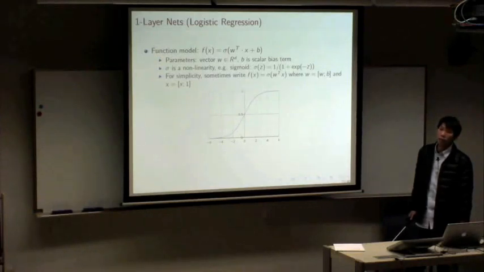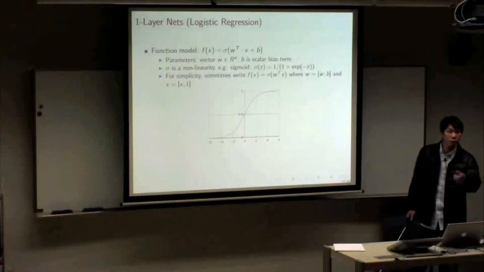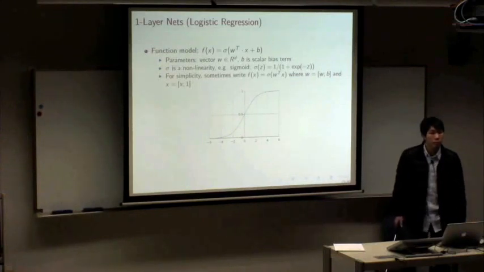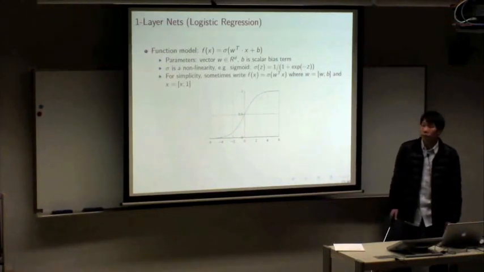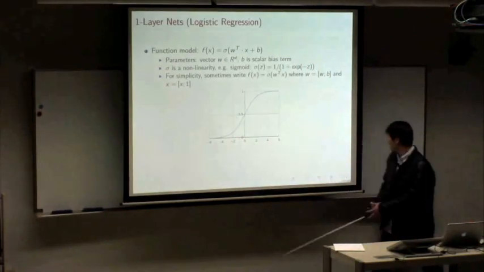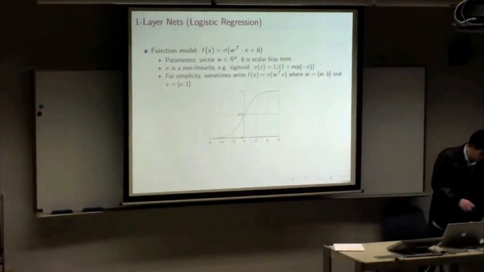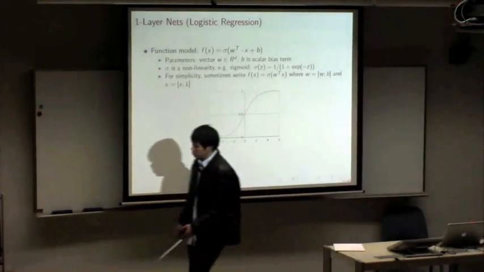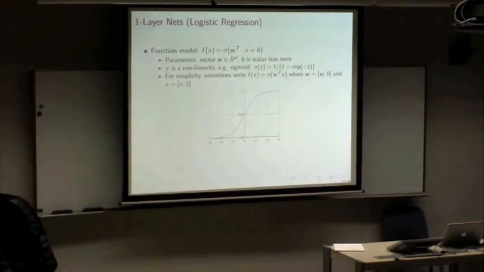Is b also counted as a parameter? Yes, b is also a parameter that you need to optimize. Is there another question? I just mean that it's a concatenation. Does that make sense?